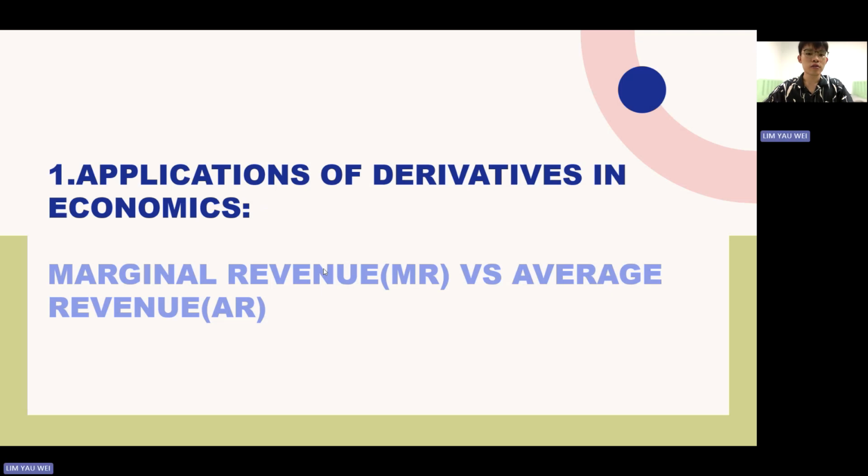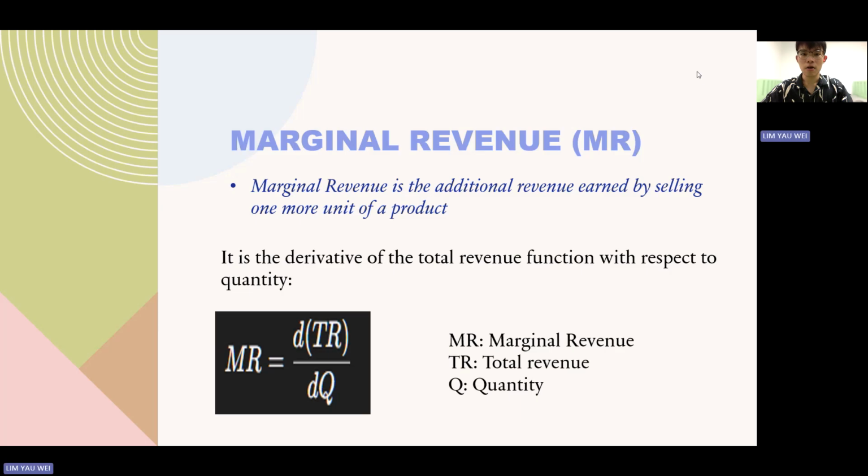Marginal revenue is denoted by MR and average revenue is denoted by AR, the short form. Marginal revenue is the additional revenue earned by selling one more unit of a product. It is the derivative of the total revenue function with respect to quantity. MR is marginal revenue, TR is total revenue, Q is quantity. So we can get the marginal revenue.